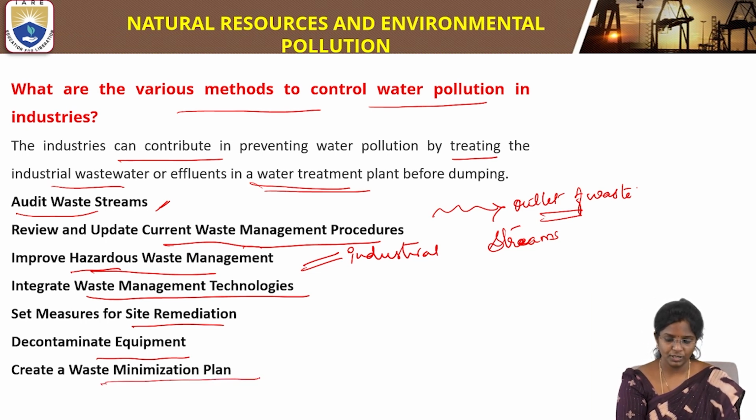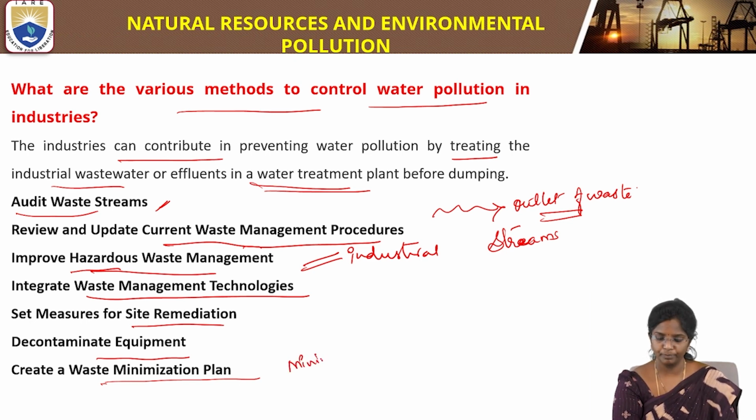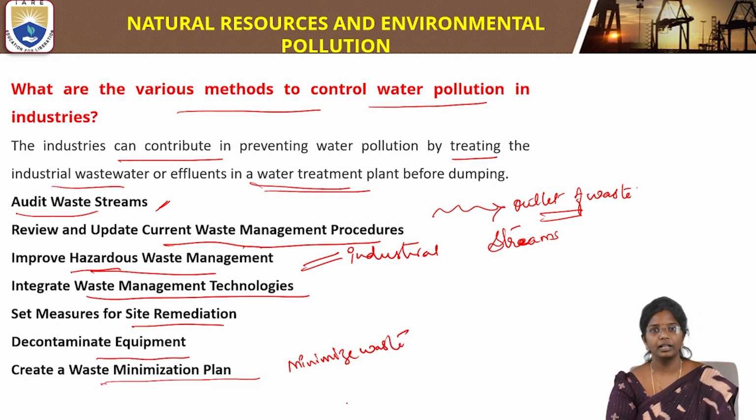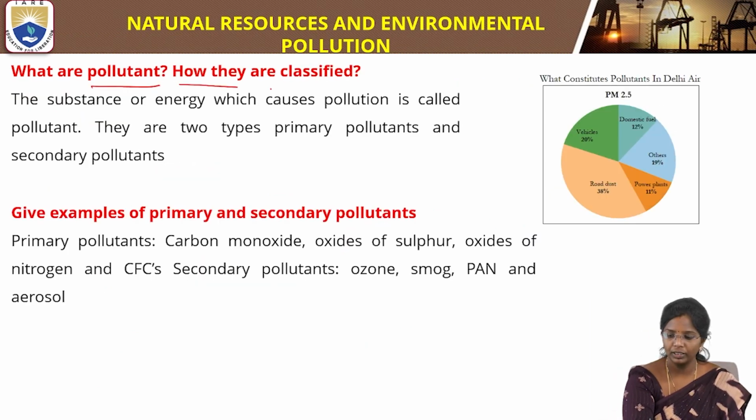Create a waste minimization plan. So this is very, very important. Prevention is always better. So create a waste minimization plan, minimize the waste before it is created. That planning must be done in any industry, and awareness must be given to the different employees working within that industry. So these are the different ways that we can use in industries to avoid pollution of the water.